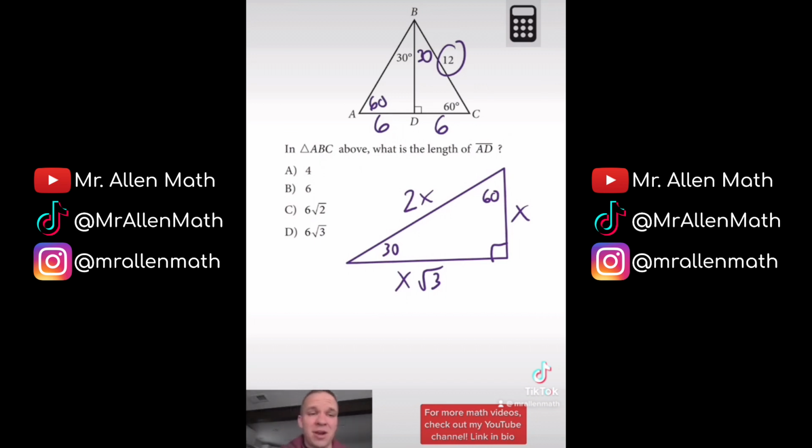This is an equilateral triangle. All those sides are 12. That guy's just cut in half. So really, we could have done this problem a couple different ways. The answer is 6. Hopefully, the 30, 60, 90 triangles ring a bell.